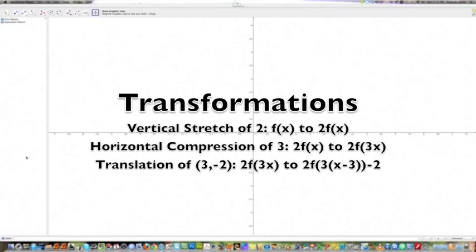This video is to demonstrate how you can use the reciprocal function 1 over x, and through various transformations you can obtain any simple rational function. We're going to use a specific example that has a vertical stretch of 2, a horizontal compression of 3, and then a translation of 3, negative 2.